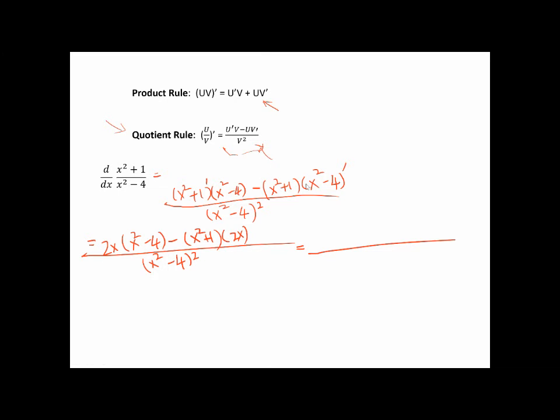This equals 2x cubed minus 8x. Pay attention to this negative sign, so it's negative 2x cubed minus 2x. So here is still (x squared minus 4) squared. These two cancel out, equals negative 10x over (x squared minus 4) squared. Okay, so this is how we use the quotient rule.